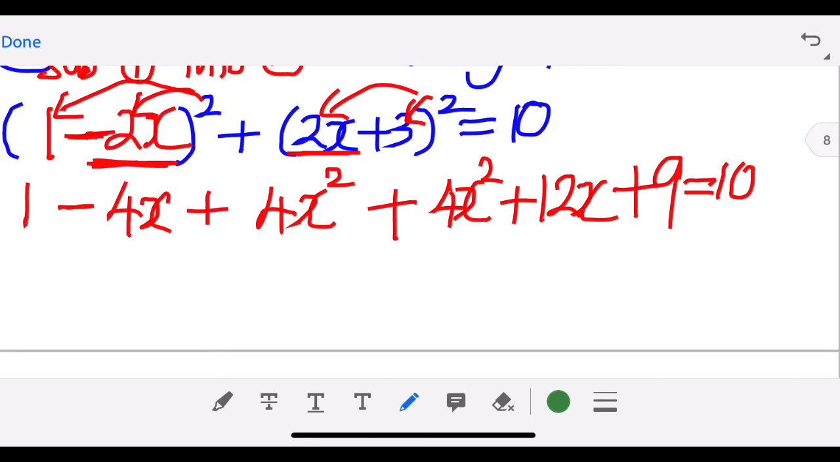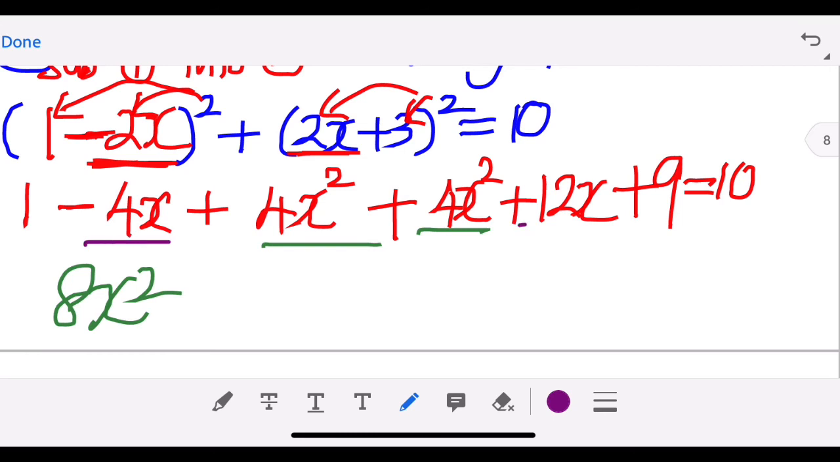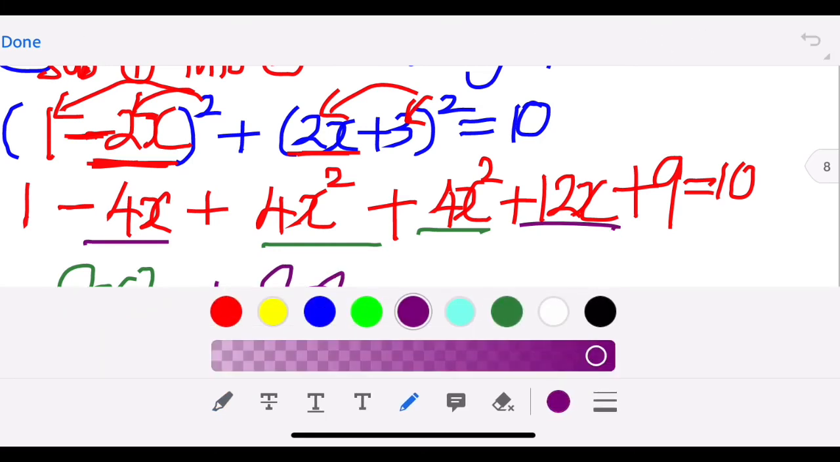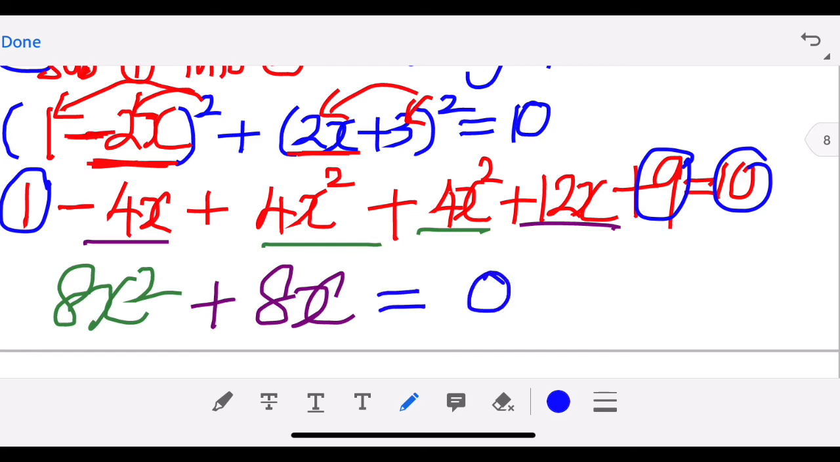So I'm going to simplify the like terms. I'm having 8x squared, and I'm going to highlight the like terms. 12 minus 4 will be 8x. I'm having the constant, which cancels out, right? That is actually good news. So you see here is 1 plus 9, 10. Left and right are having the same number, so we can say the constant 10 cancels out.